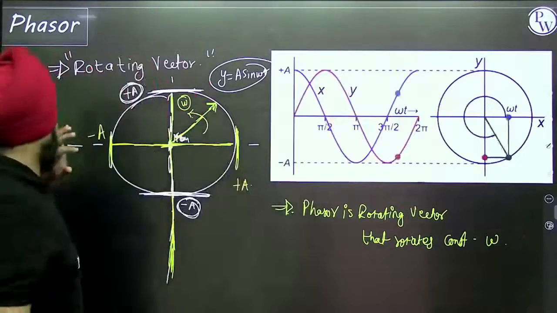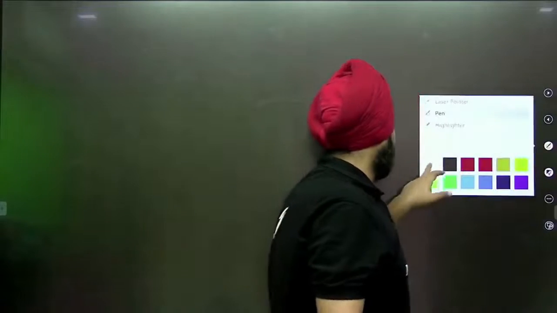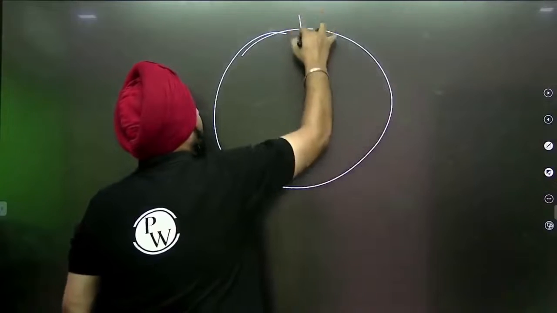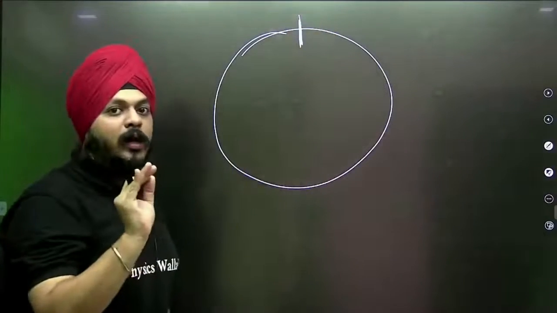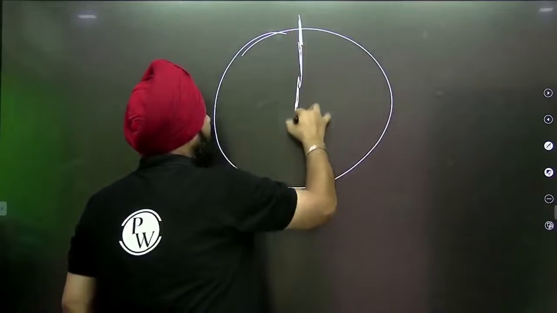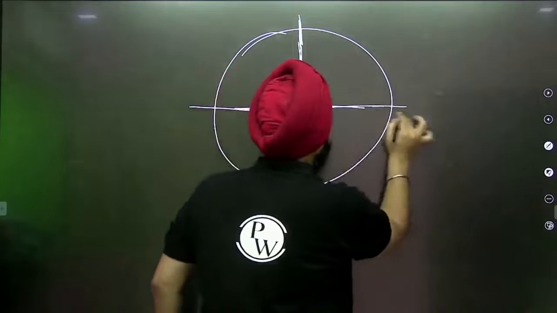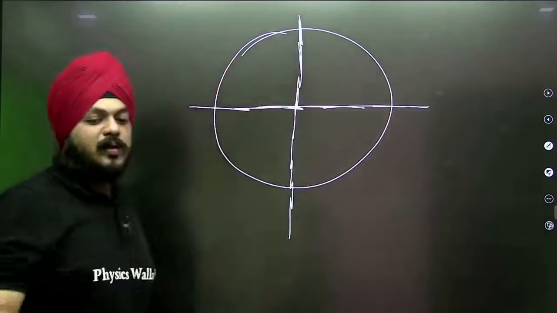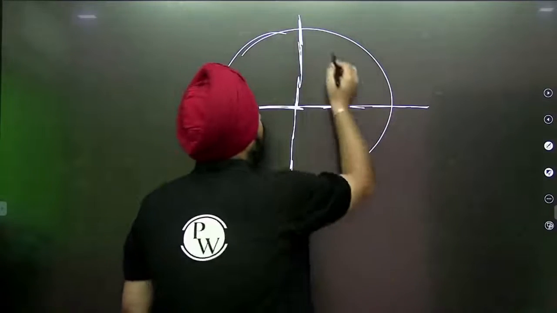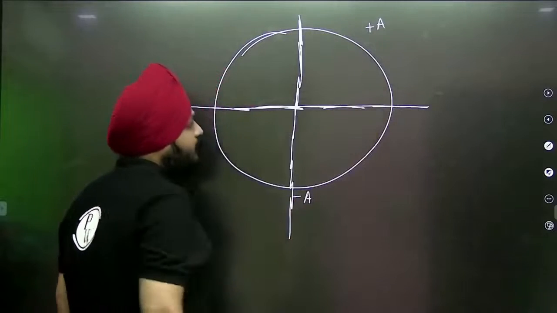Now let's move on to understand this in detail. I am talking about the SHM in the vertical direction. We are going to take that example to understand this topic in detail, because using this topic, I think, the problems are going to be solved in very few steps. Now for vertical, this will be plus a, this will be minus a.